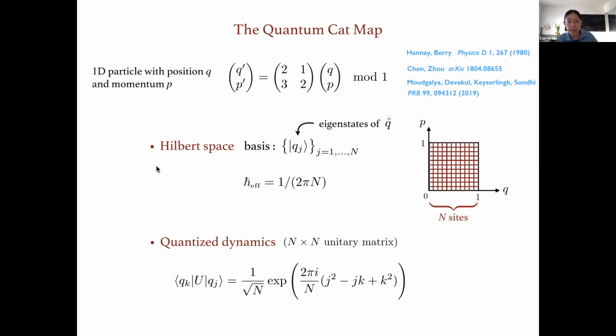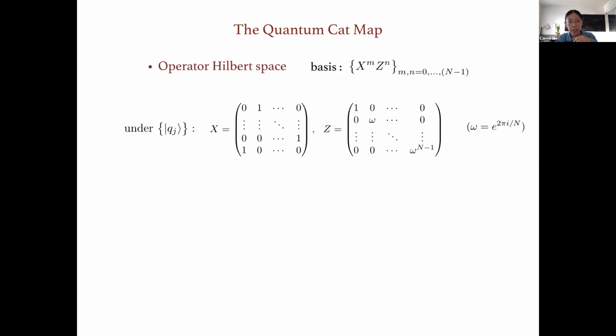Okay, so this is all in terms of states and how the matrix element looks under the states. But we want to translate everything into operator language because we care about operator complexity. So let's see what's the operator Hilbert space and what's the dynamics in the operator Hilbert space. Again, we need to choose a basis. The basis we choose is x to the mth power and z to the nth power, where x and z are the shift and clock matrices. They're both n by n.